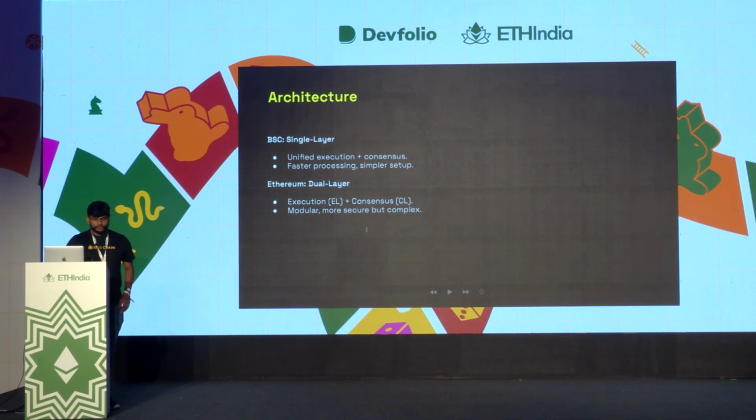So next comes the architecture. So BSC has a single layer architecture, which means you are running one single program and you are having execution and consensus totally fully unified, which used to be the case for Ethereum, but about like 2 years ago that changed, and Ethereum now has a dual layer architecture. It has its own benefits, so the execution and consensus clients are separate. So it's more modular in nature, more secure, but it is a bit more complex to set up compared to BSC.